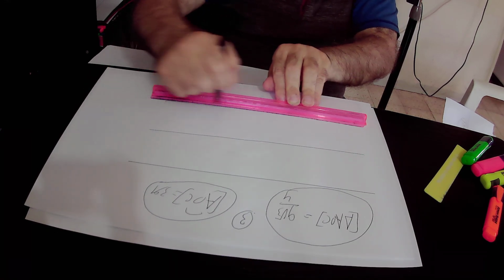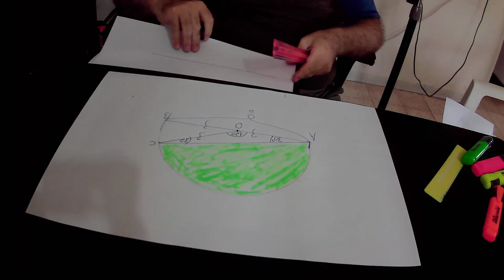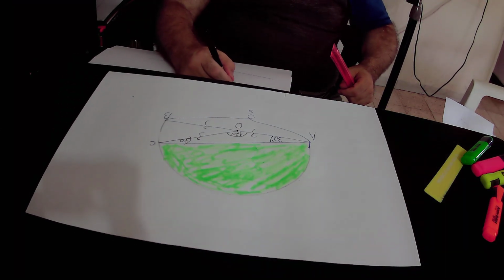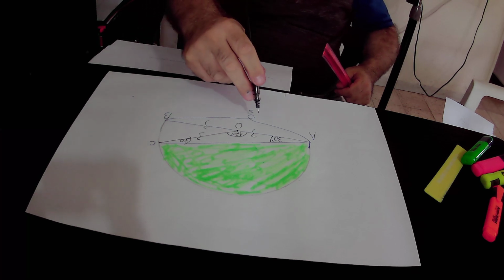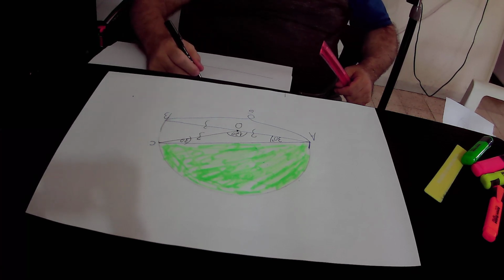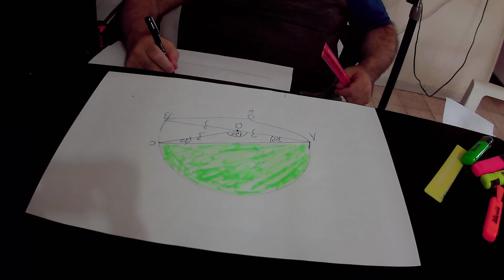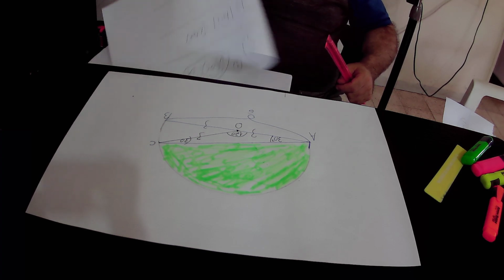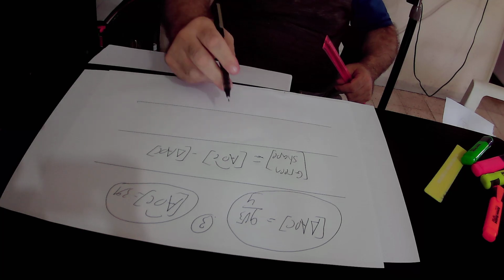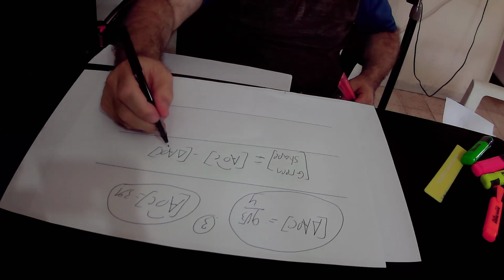From the drawing, it is very easy to see that the area of the green shape equals the area of sector AOC minus the area of triangle AOC. Repeat again, the area of the green shape equals the area of sector AOC minus the area of triangle AOC.